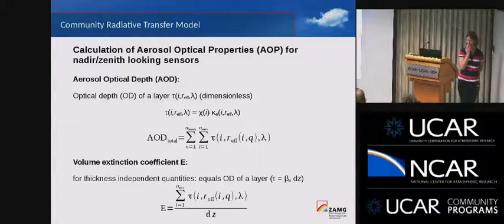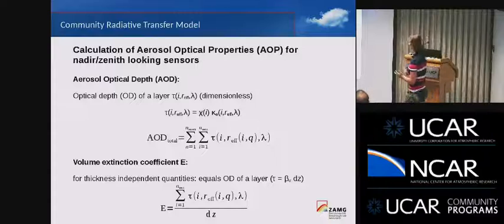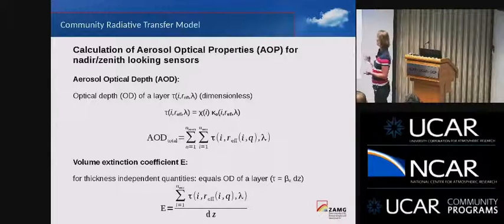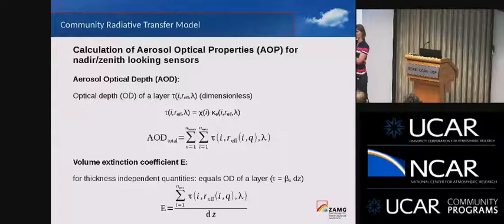I told you that this was just the basics, what is contained in the CRTM, and what we want to get out of the CRTM to model the quantities we are actually interested in, which is AOD, for example. As I told you before, AOD is aerosol optical depth at 550 nanometers. So what is AOD? AOD can be obtained from multiplying the vertically integrated aerosol concentration of a layer by the mass extinction coefficient. This is the optical depth of a layer, which doesn't have any dimensions.